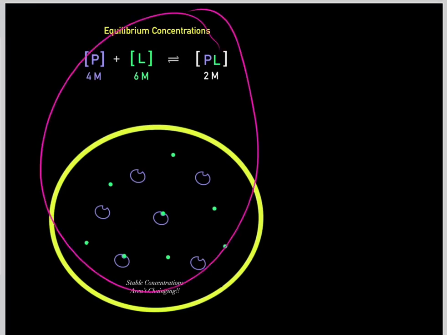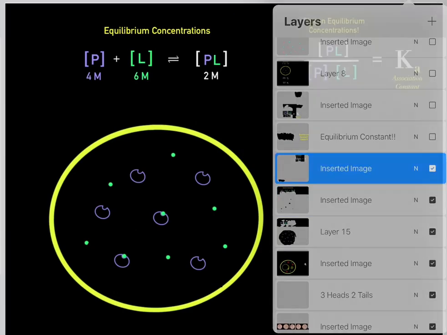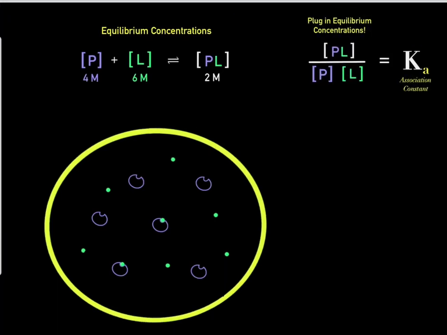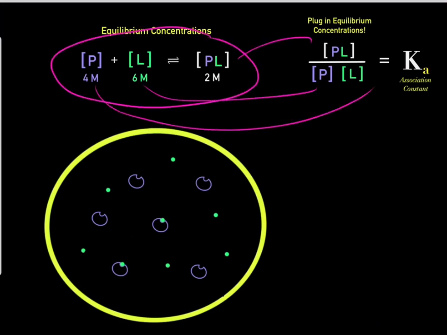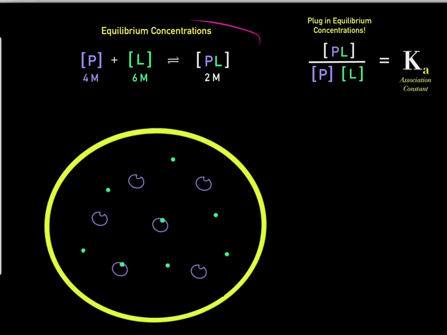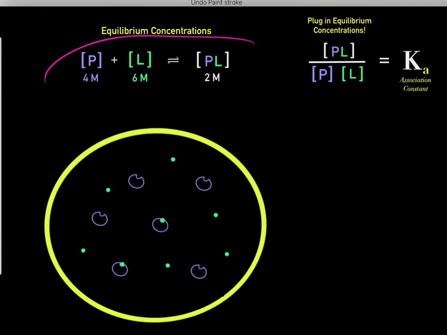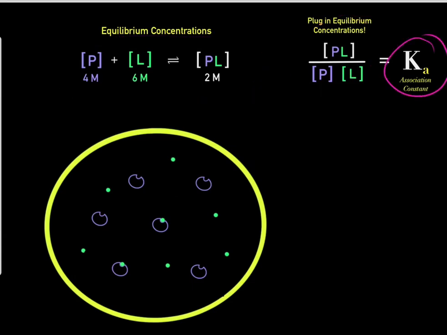Now, once we've reached the equilibrium concentrations, we can plug them into this formula to give us the association constant. But what's important to realize is it's the equilibrium concentrations that you plug into this formula. So once and only once this reaction reaches equilibrium and you reach those equilibrium concentrations, it's specifically those equilibrium concentrations that you plug into this formula that give you the association constant.